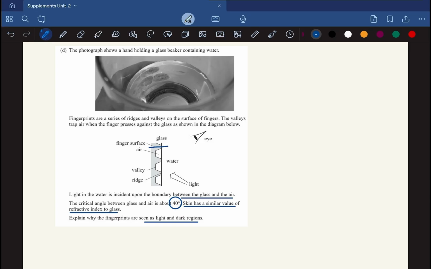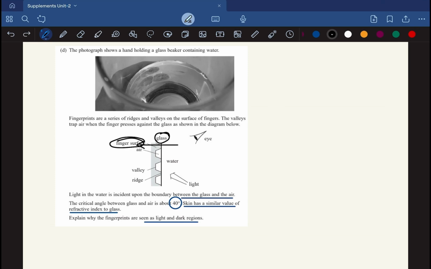Here there are dark regions. Why are there dark regions? Because the light is not reflecting back. And why is the light not reflecting back? Because the refractive index of the glass and the finger surface is the same. So the light is passing through, or the light has been transmitted from the glass to the finger surface, and there is no reflection. That's why there is no light.